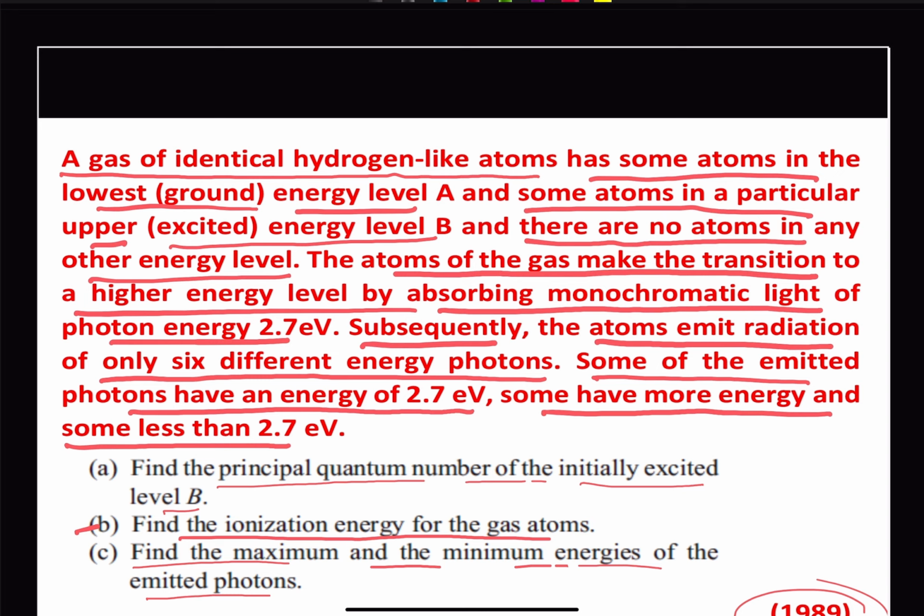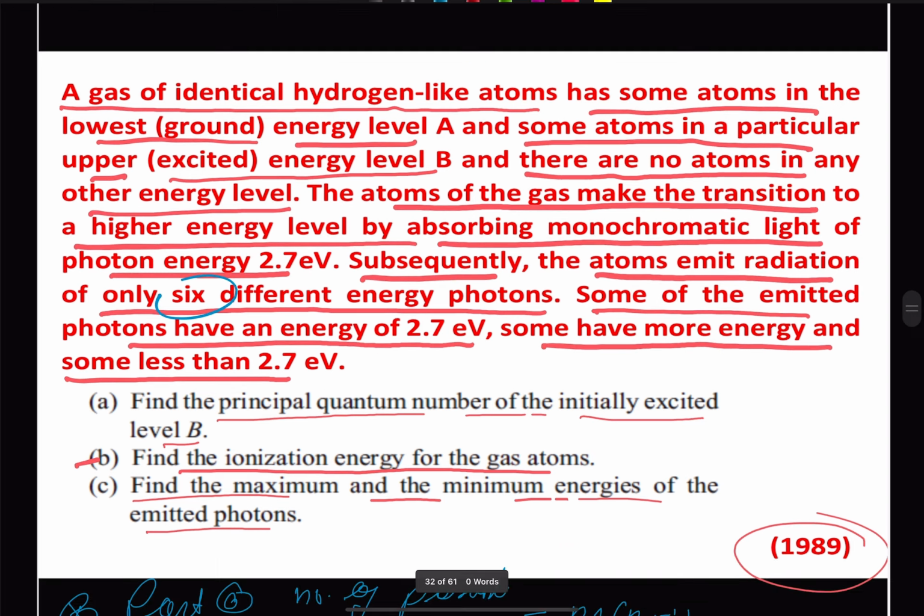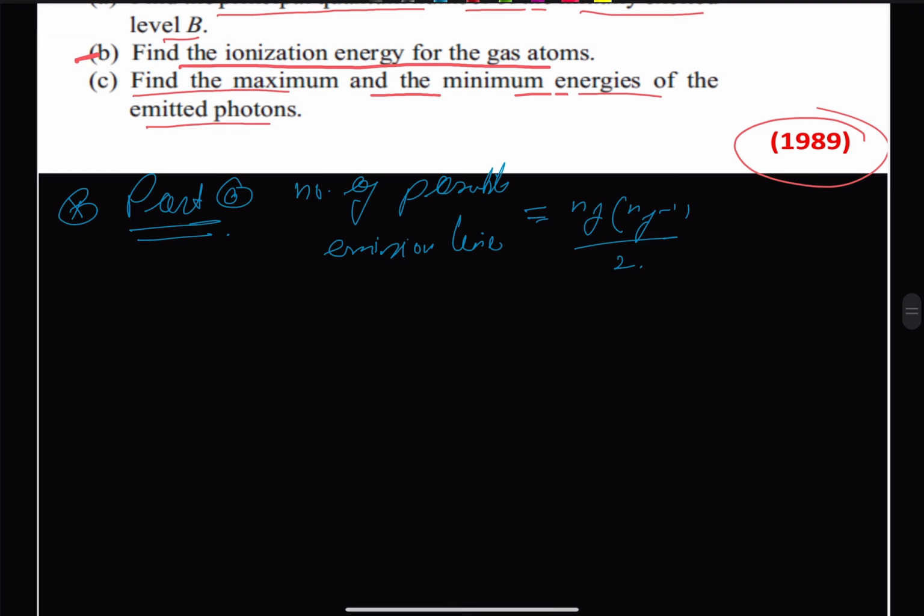There are 6. Sorry, I missed it. So this is equal to 6. Therefore, we can write that NF multiplied by NF minus 1 is equal to 12. And we can try different values of NF and try to justify the equation. So we are going to try only the integer values.